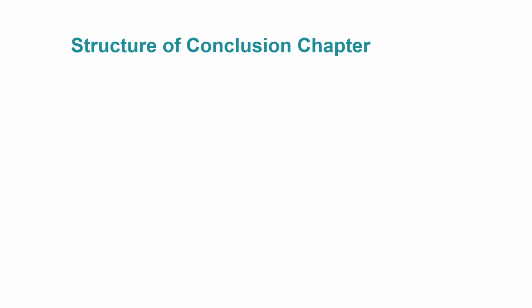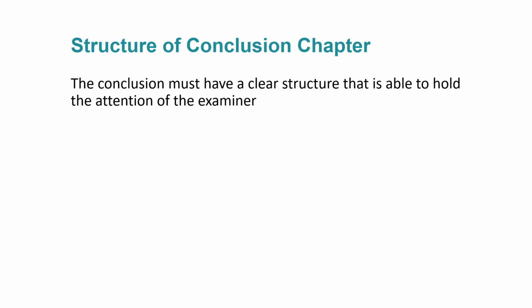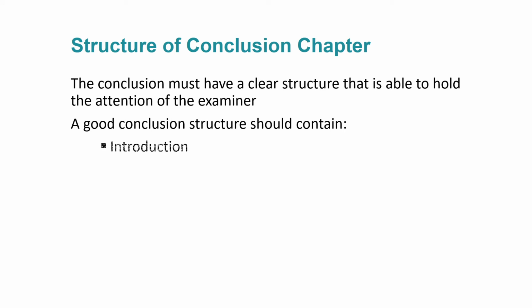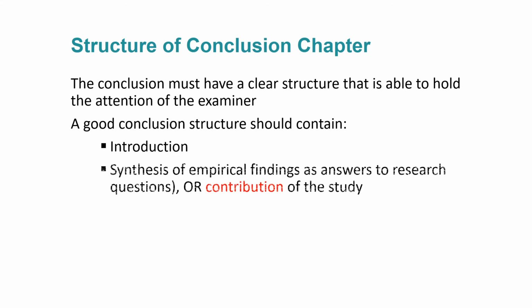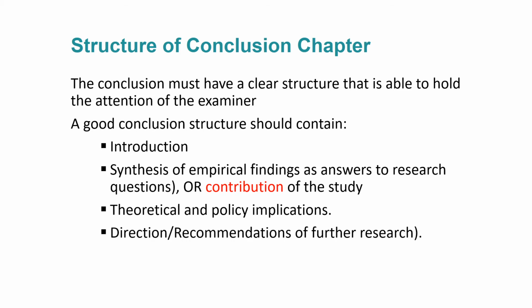So let's look at the structure of the conclusion chapter. The conclusion must have a clear structure that is able to hold the attention of the examiner. So it should really contain the following: an introduction, synthesis of empirical findings, as answers to research questions or contribution to study, theoretical and policy implications, direction and recommendations of further research, and state the limitations of the study.